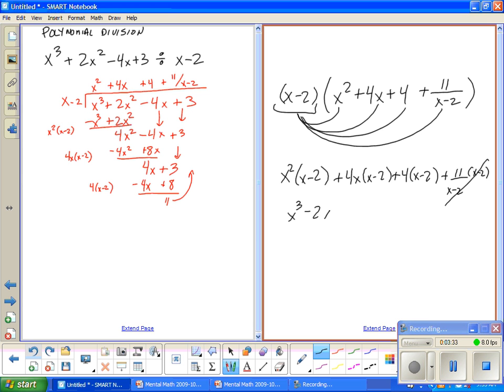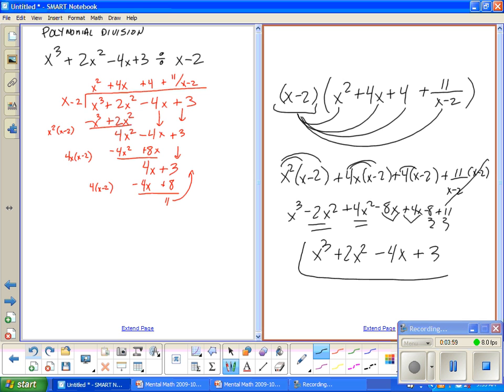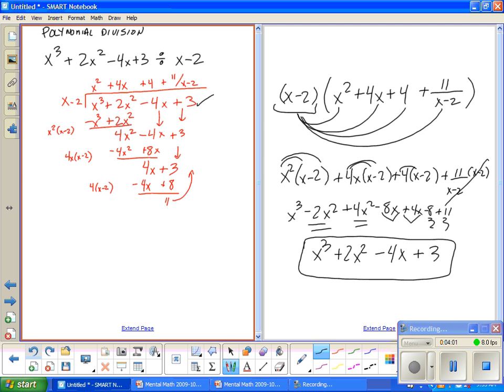X cubed minus 2x squared. Now I'm distributing these. Plus 4x squared minus 8x plus 4x minus 8 plus 11. Combine like terms, x cubed plus 2x squared, negative 8x plus negative 4x plus negative 8 plus 11, plus 3. That's the same as that. And we just did a double check. Alright, anytime you want to check these, you can.